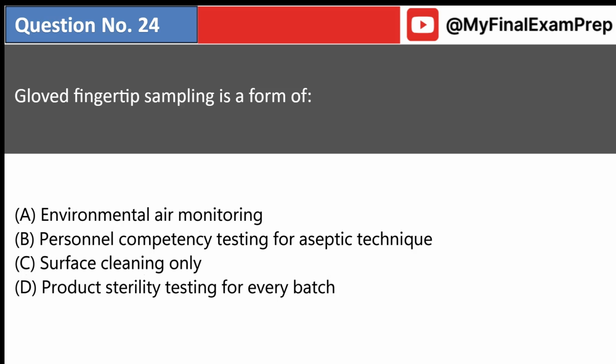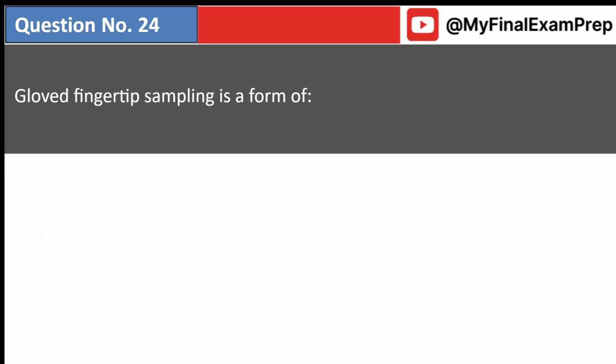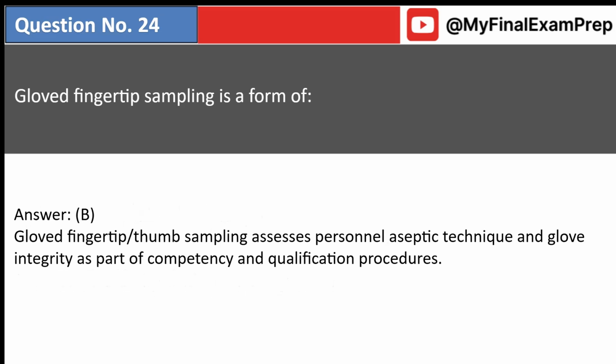Gloved fingertip sampling is a form of A. Environmental air monitoring. B. Personnel competency testing for aseptic technique. C. Surface cleaning only. D. Product sterility testing for every batch. Answer B. Gloved fingertip/thumb sampling assesses personnel aseptic technique and glove integrity as part of competency and qualification procedures.